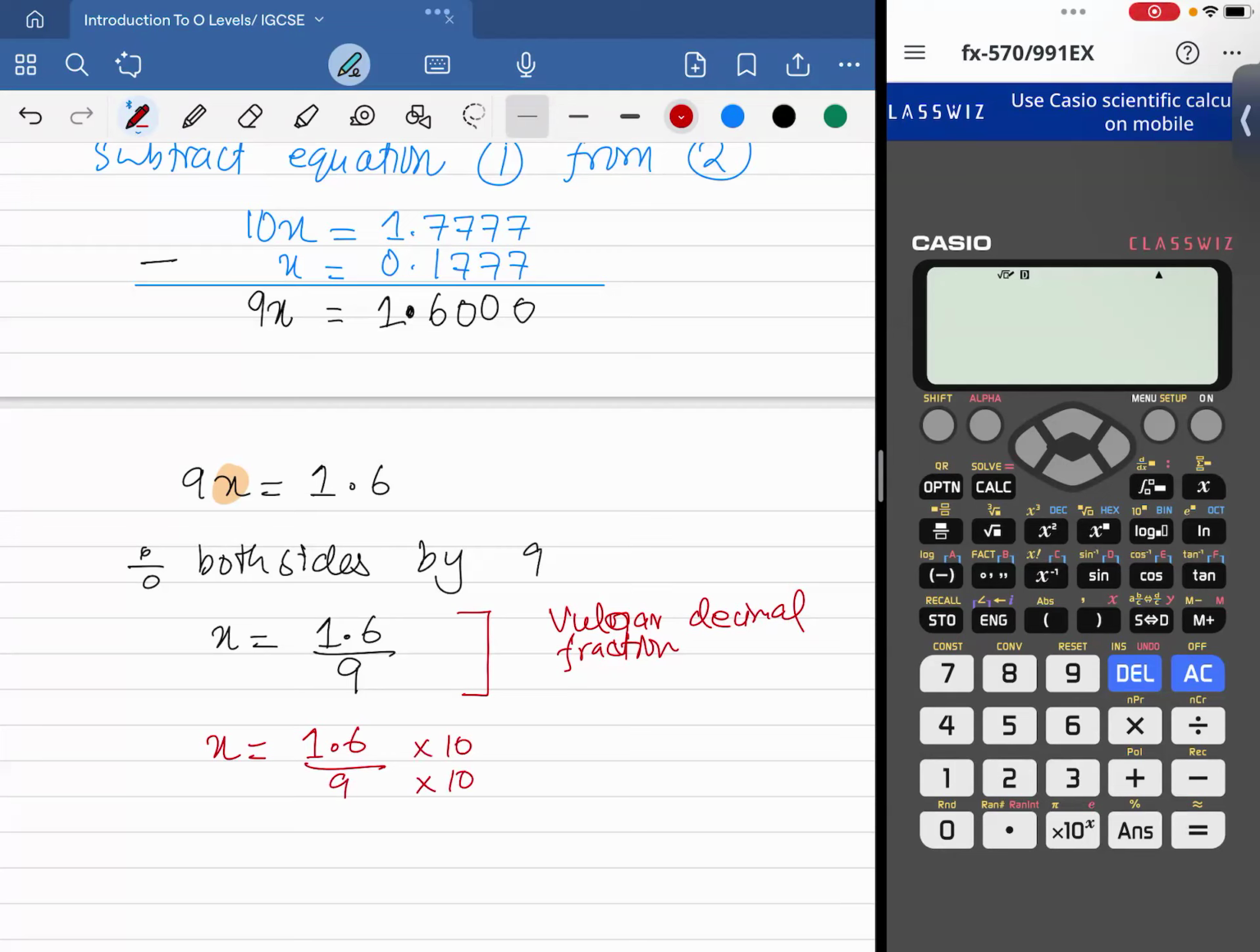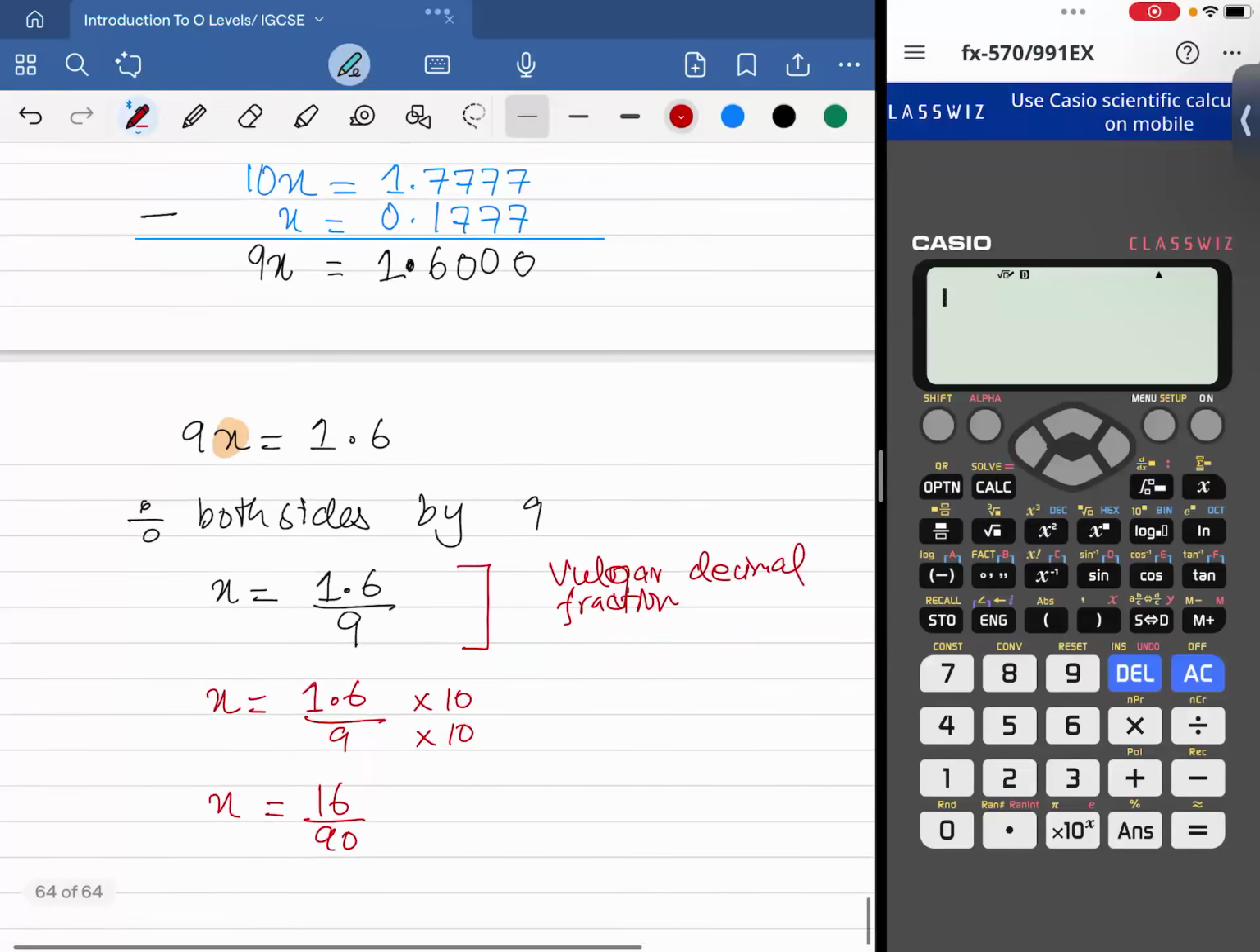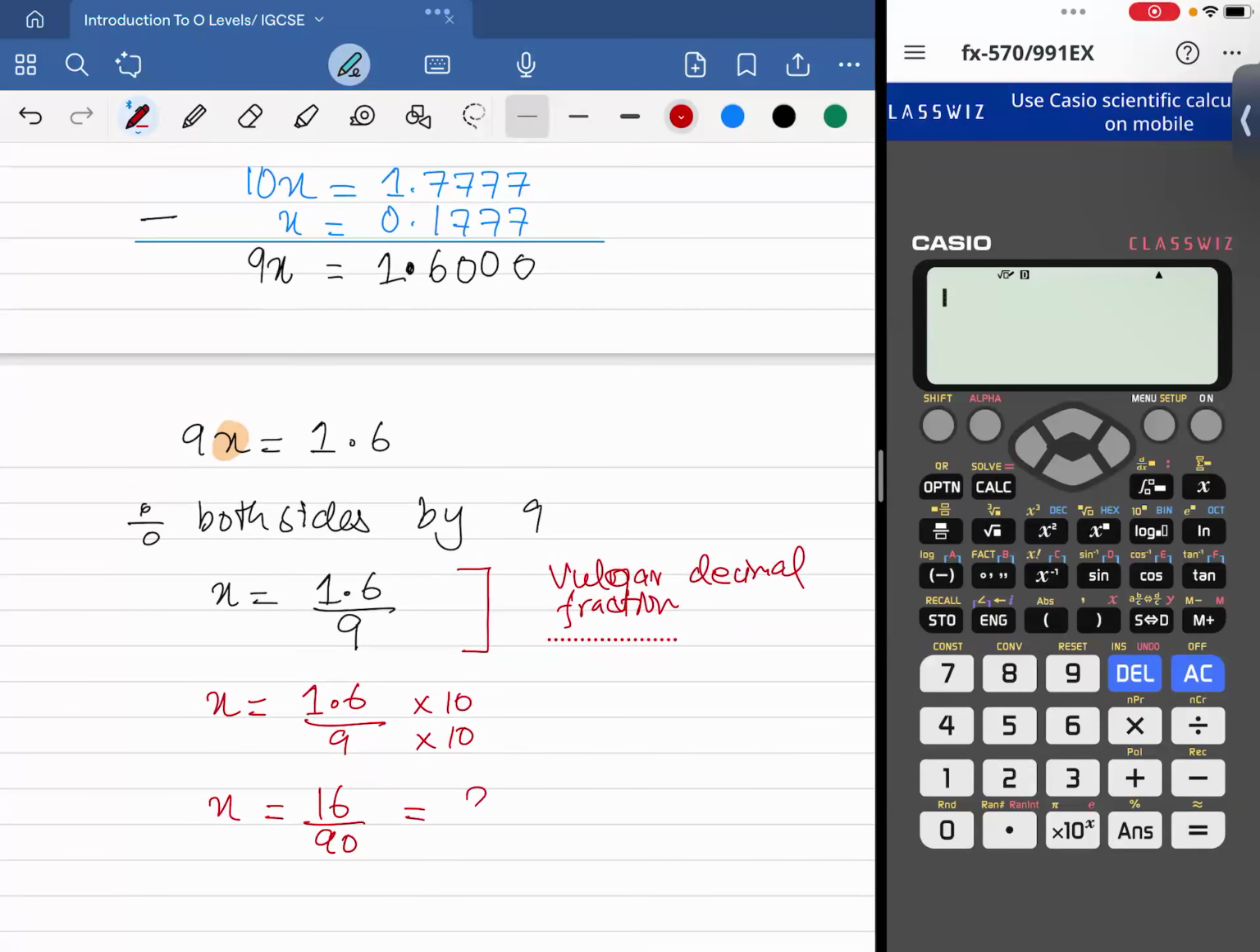Can I simplify 16 divided by 90, in table 2? All of you? Yes, sir. Yes, I can. So it would be half of 16 is 8. 8 by 45 is the final answer.